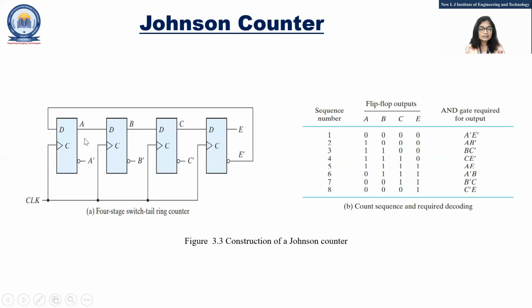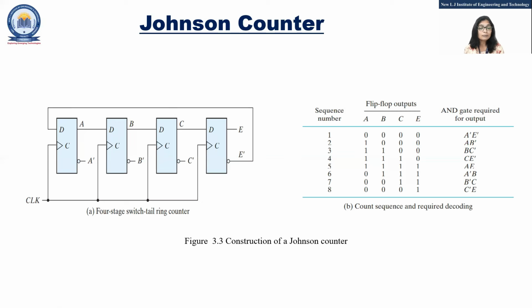Then again this 0 is shifting here and again we are getting 0 because E dash will be 0. This 0 I am applying here at D. So in that seventh clock pulse, we are getting 0, 0, 1, 1. Like this way, Johnson counter will work.